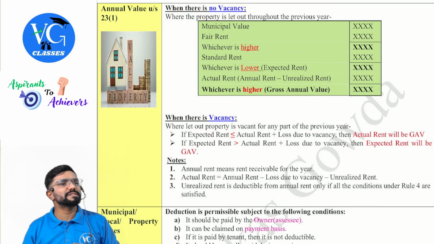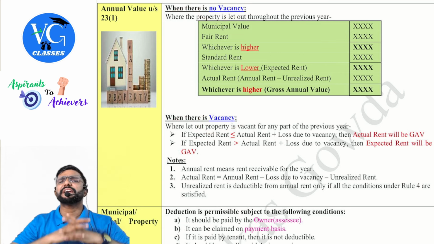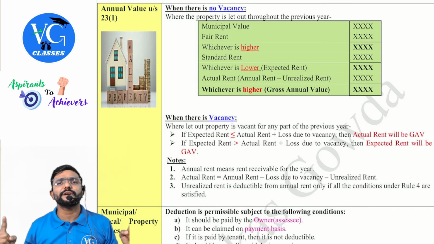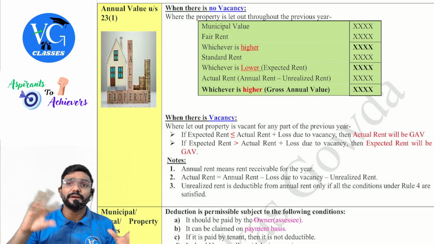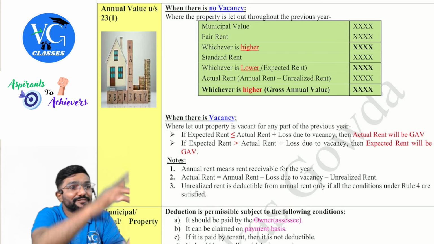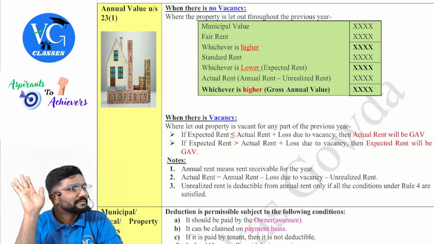When there is no vacancy, what does it mean, sir? When the property is let out for the entire 12 months during the previous year. My tenant is staying in my property for the full 12 months. Maybe there might be a change of tenant. As soon as the old tenant vacated, immediately I have found a new tenant from tomorrow only.